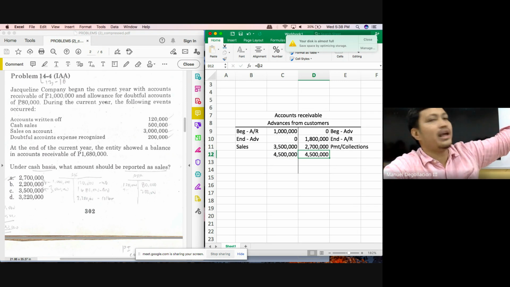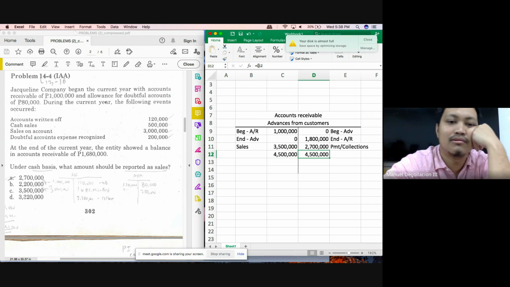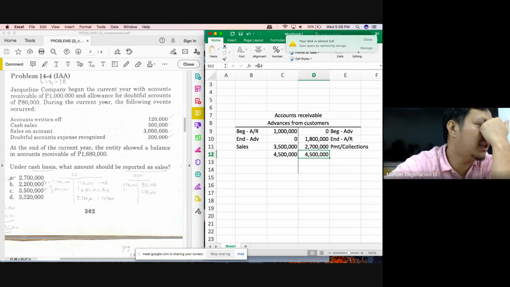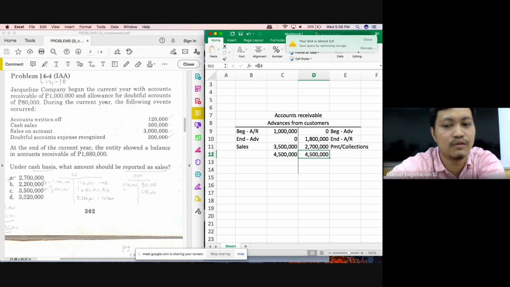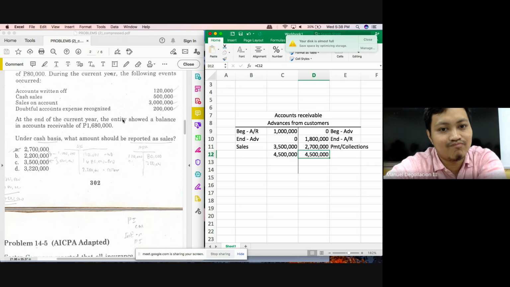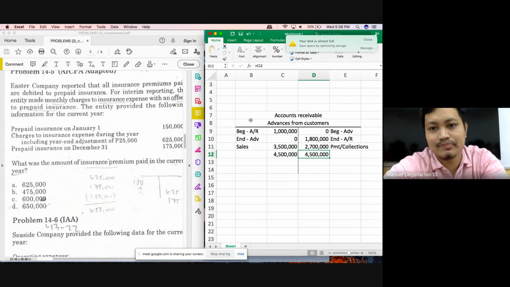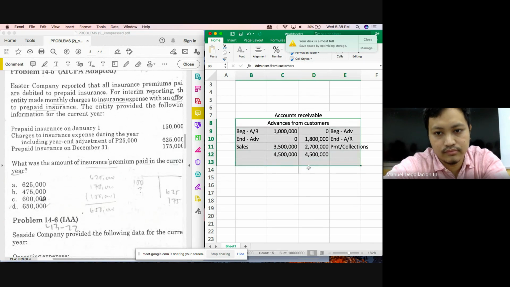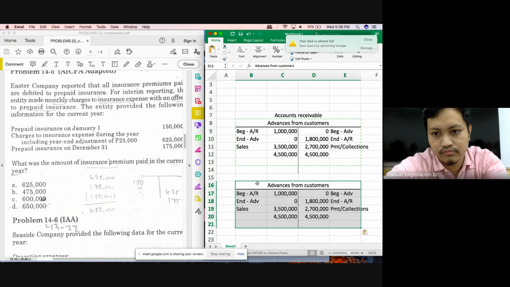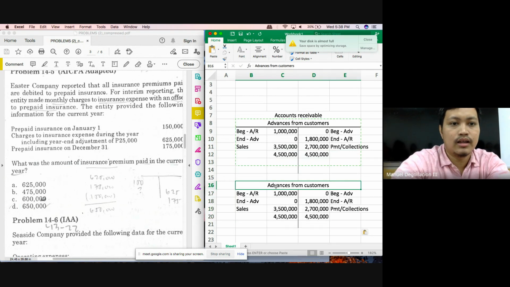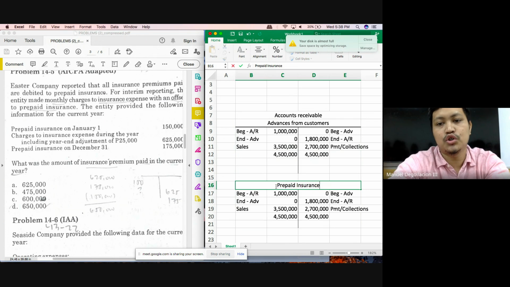Because the 1.8 is very important, class, ha? It came from 1,680, then you add back the write-off. Okay, what we need is the balance of your AR before write-offs. (14-5). This is simpler already. What we need would be your T account for your prepaid insurance.